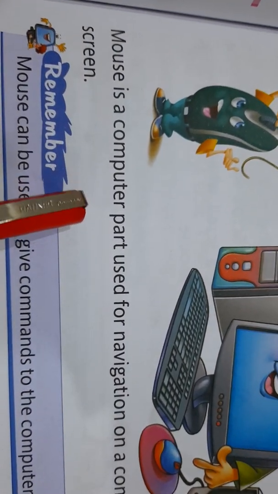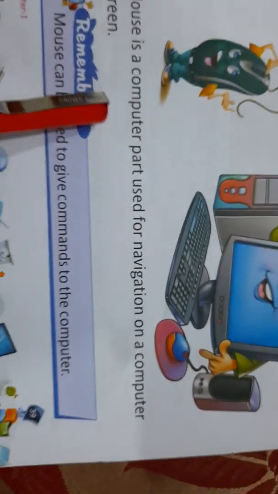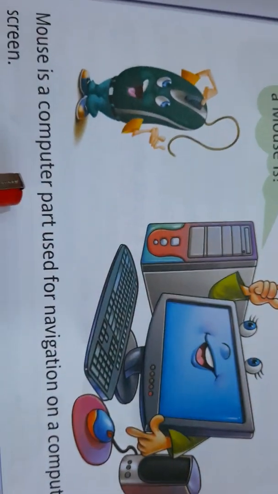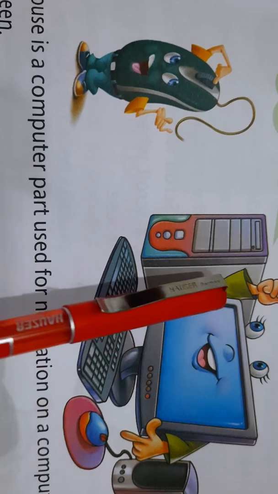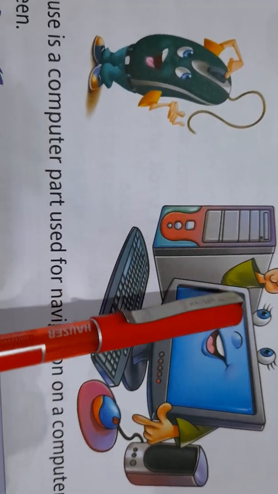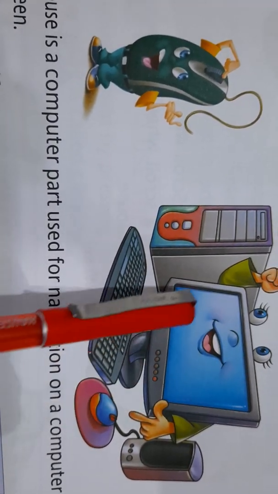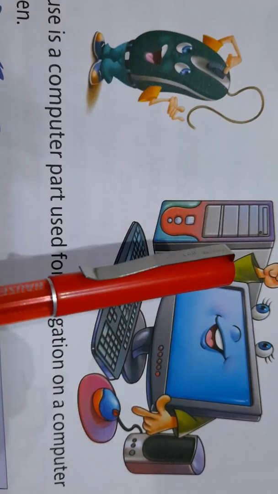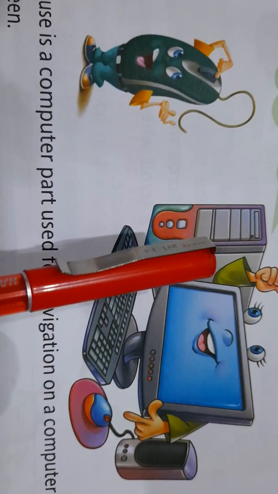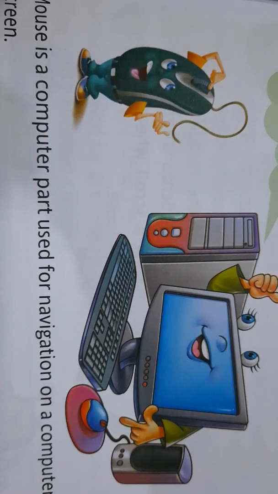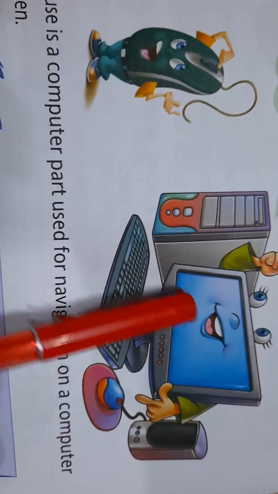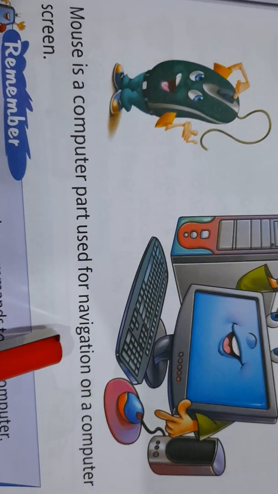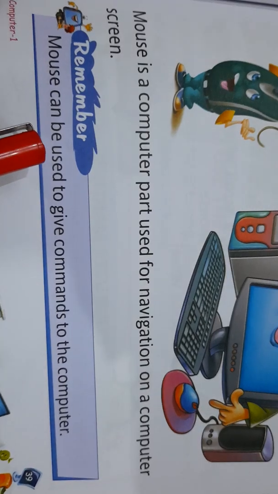Mouse is a computer part used for navigation on a computer screen. Means it is a computer part which we use for navigating on the computer screen. If this is the screen of the computer, then for searching different things, for moving from one place to another, we use this mouse. Okay, so it is used for the navigation on the computer screen.